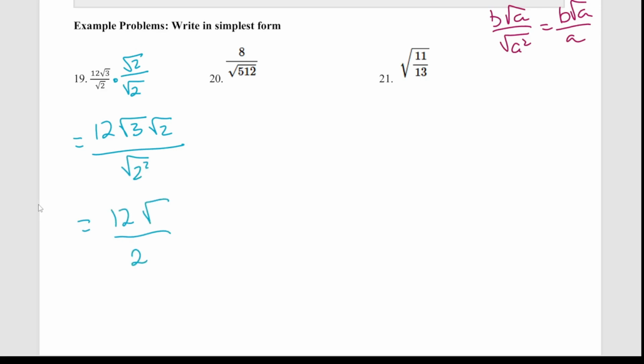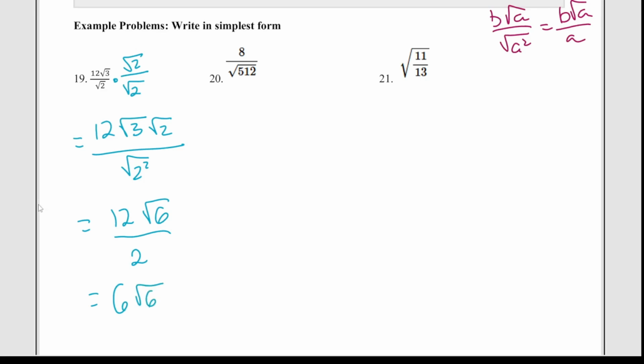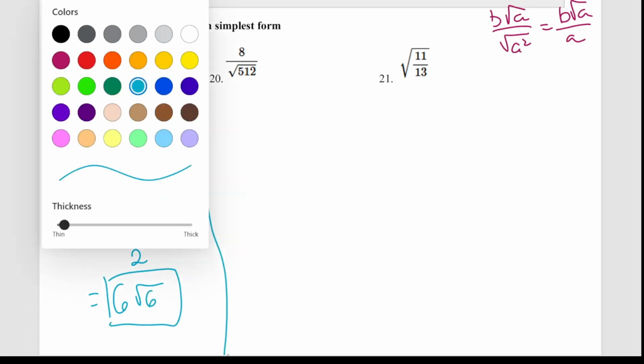Square root of 3 times the square root of 2 will give us the square root of 6 because we can recombine those underneath that root. And then 12 divided by 2 will leave us with 6 on the outside there, since 12 over 2 normally simplifies to 6, so our final answer would be 6 root 6.